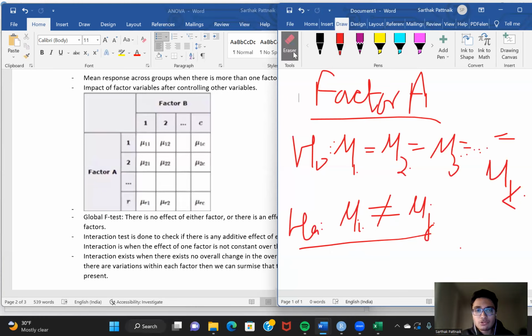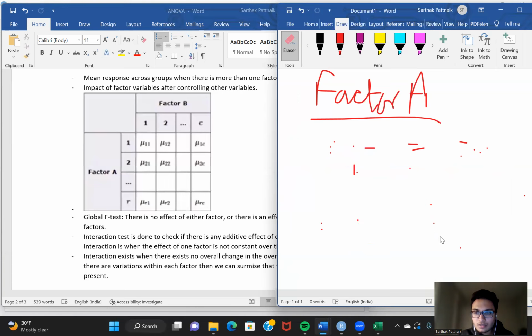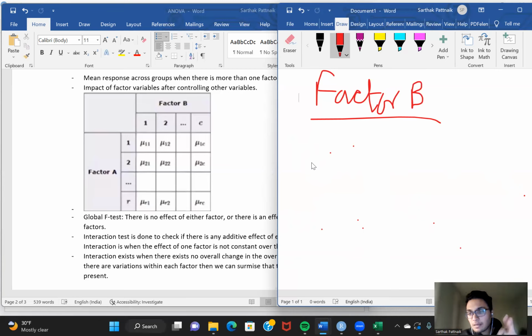If I had to do the reverse, if I had to check the impact of factor B, keeping factor A constant, let us do that as well. So if I have to check for factor B and I'm keeping factor A as constant, my null hypothesis will change accordingly.